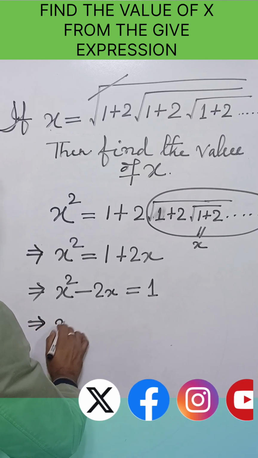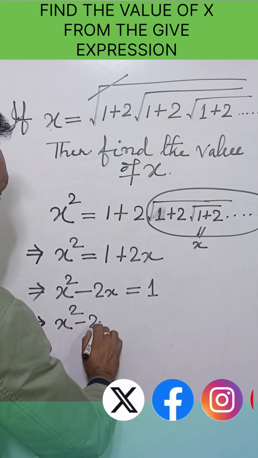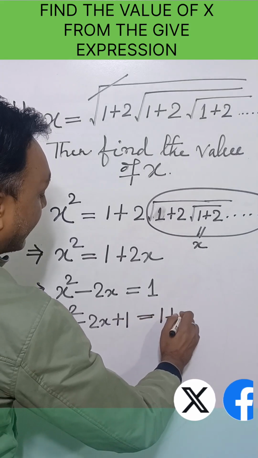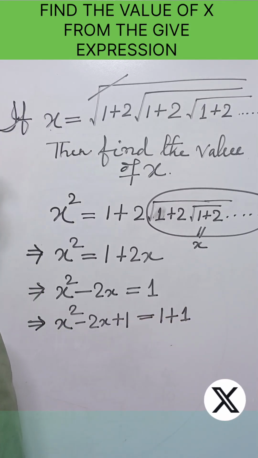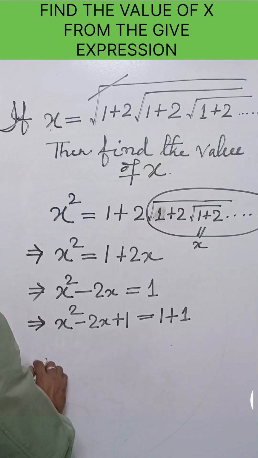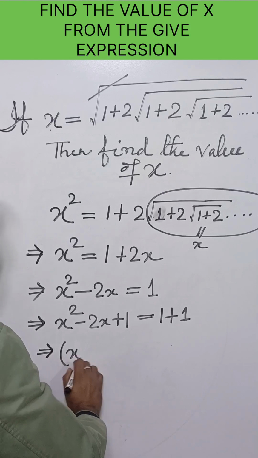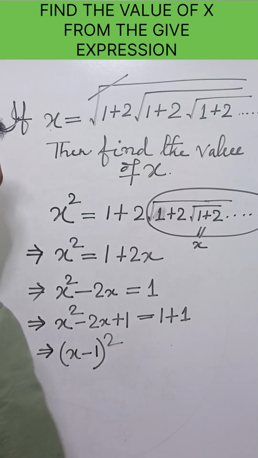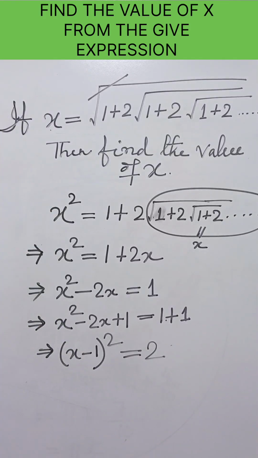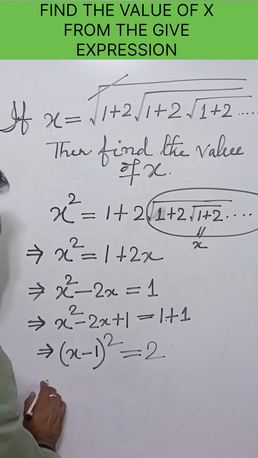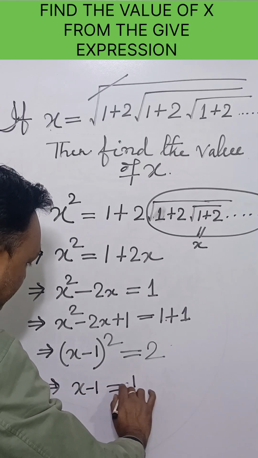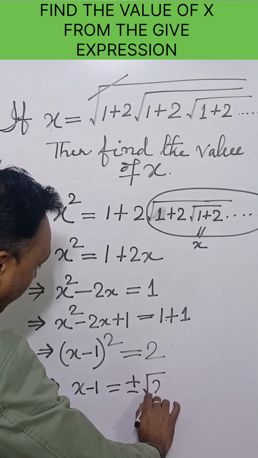Now what we need to do, x square minus 2x plus 1. If we add 1 on this side, obviously I have to add 1 on the other side since they are equal, right? Now what is this? a square minus 2ab plus b square, that is (x minus 1) whole square, and this is 1 plus 1, that will give you 2. Now if you remove the square sign, x minus 1 equals plus or minus square root of 2.